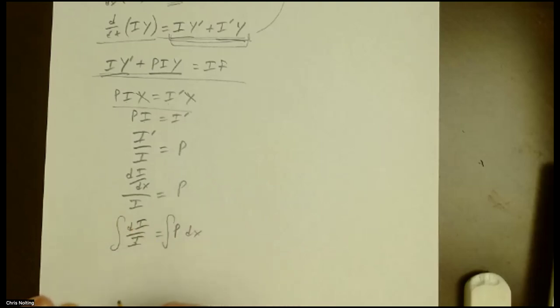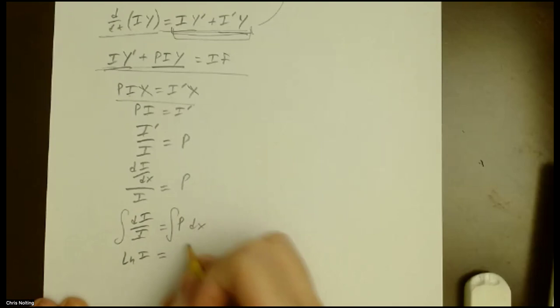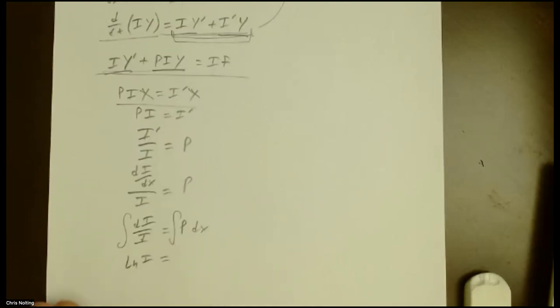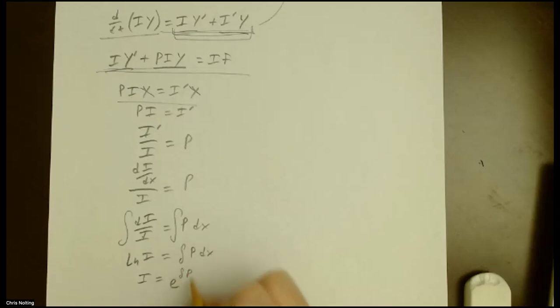I can recognize the thing on the left will just be log I. The thing on the right, I don't know what p is. I know it's a function of x, so I can't evaluate this integral. I'm going to leave it as is and say that this is the integral of p with respect to x. But I want to know what I is. So I'm going to take the exponent of both sides here and say that this I is e to the power of the integral of p with respect to x.